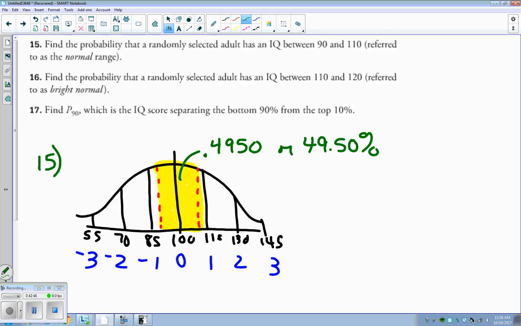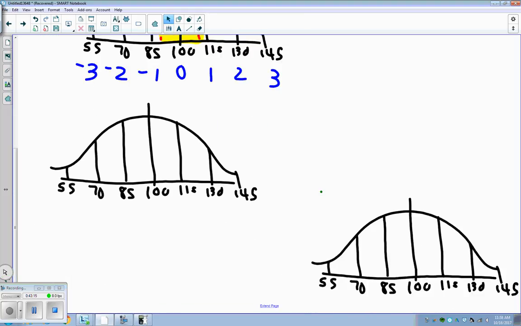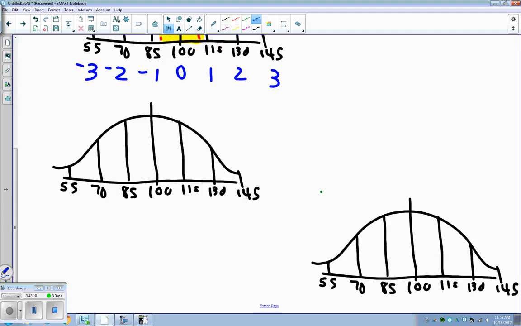Number 16 says, though, that a randomly selected adult has an IQ, see, and that's the normal range right there, right? But an IQ between 110 and 120 is bright normal, is what they label that to be. So between 110 and 120. So let's go grab one of these that I've already copied. It just makes it a little faster. And again, I could put my normalized scores. 110 to 120. About in there, right?